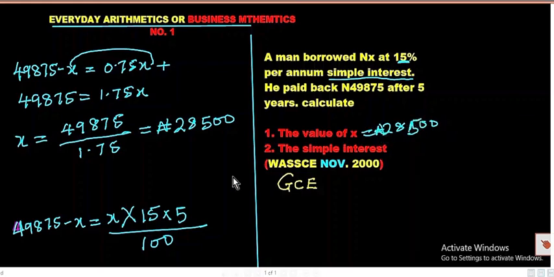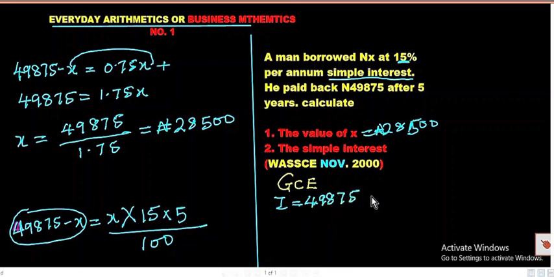All right. Now to find my interest, remember this is what I gave you as an interest. So the interest is going to be 49,875 minus X. Remember X is there, which is 28,500. Therefore the interest is going to be equal to, let's do the calculation, 21,375. Please remember it is naira.